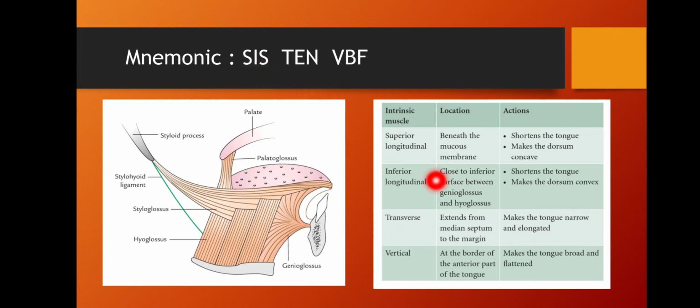Right. Next, transverse makes the tongue narrow and elongated. TEN: T means transverse, E means elongated, and N means narrow. Right. Next, vertical. They will make the tongue broad and flattened. V means vertical, B means broad, F means flatten. So they make the tongue broader and flattened. Right, vertical muscle.